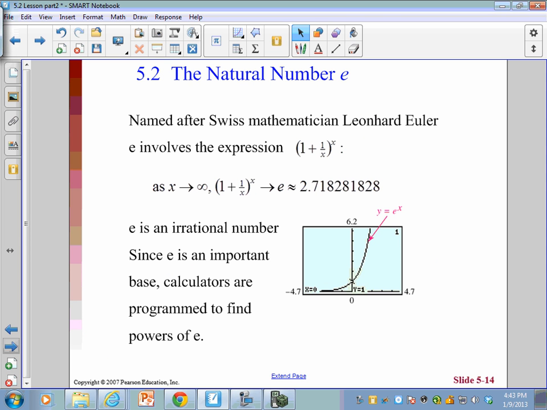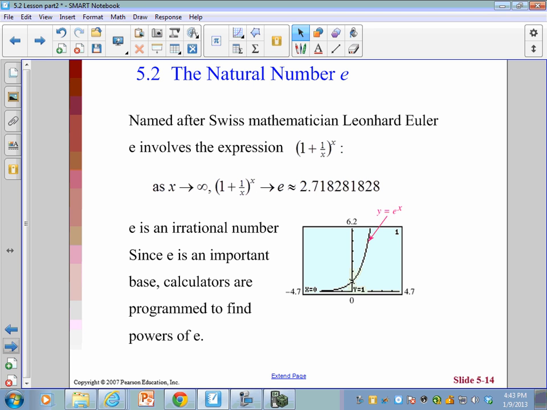Okay, we're going to talk about the natural number e. This is a little key on your scientific calculators. Maybe you've been wondering what it's been for. Maybe you used it last year in Algebra 2. But it's named after the mathematician Leonhard Euler. That's how you say his name. I forgot for a second. Euler's how you say his name. And he came up with this.